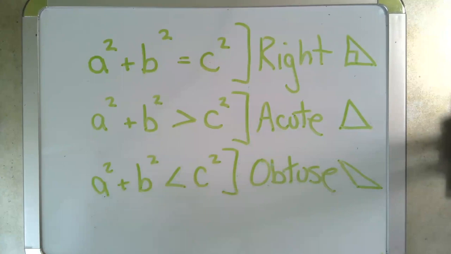Now you understand how to apply the Pythagorean theorem to determine what kind of triangle you have.